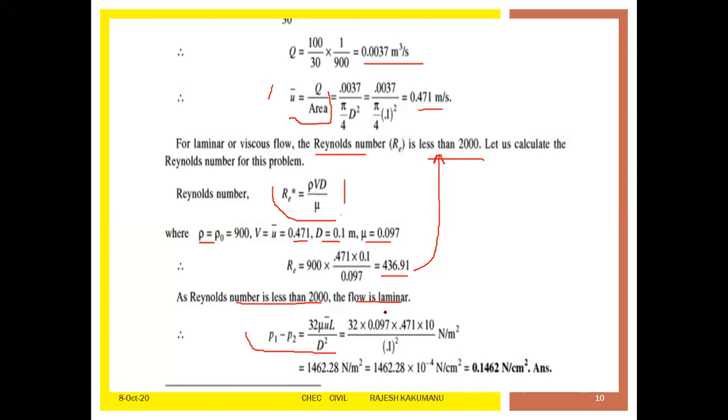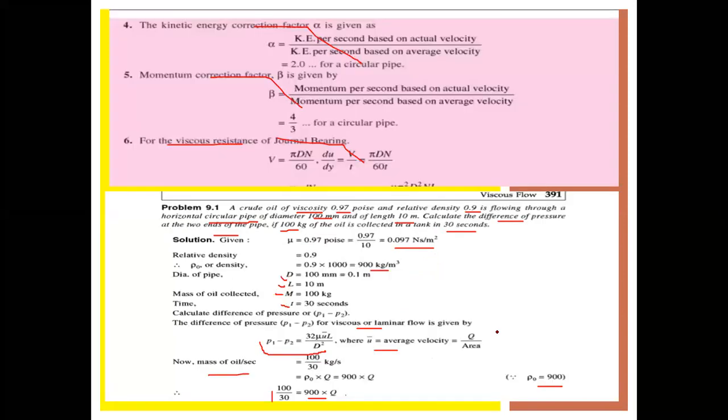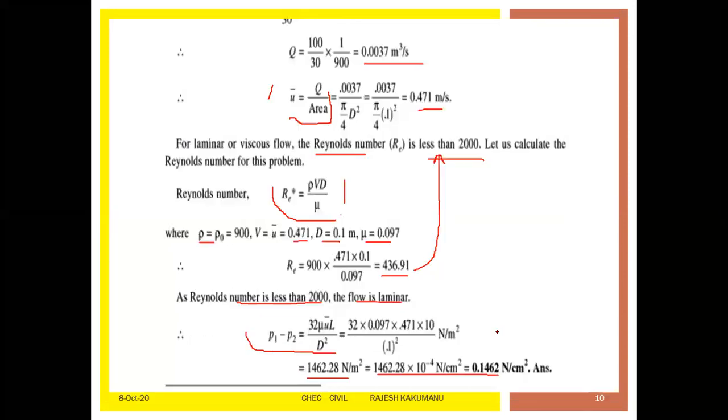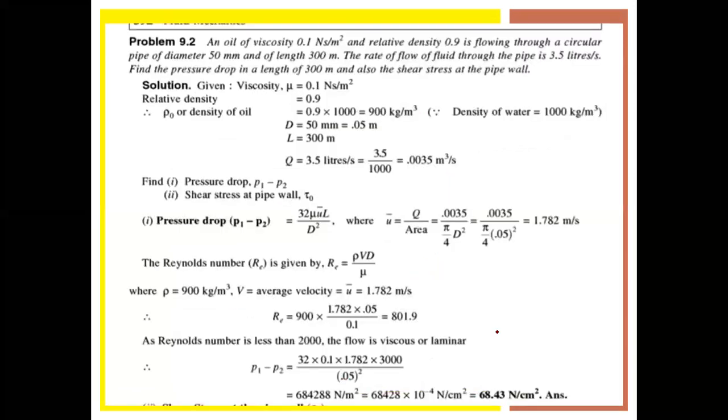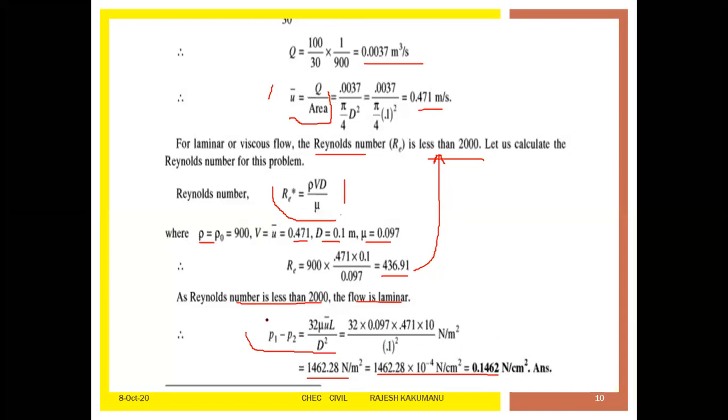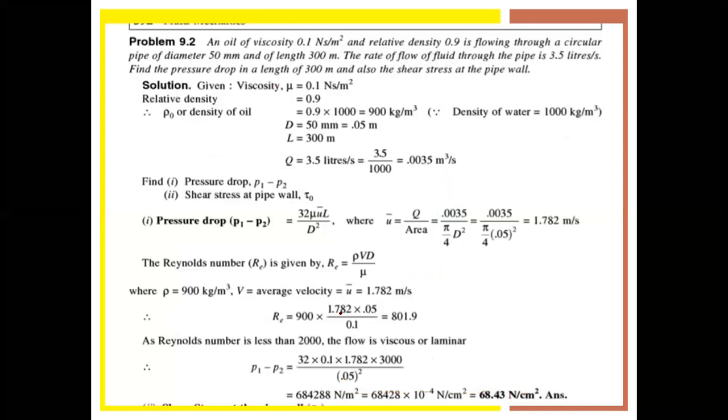Therefore, 32 into 0.097 into 0.47 into 10 divided by 0.1 square. Therefore, the value is this one. Converting into centimeter, you can write 0.046. In exams, do the conversion, otherwise you can leave it off, there is no problem. So this is the answer for this discharge. These are Hagen-Poiseuille's formula. When you write this formula, it is nothing but Hagen-Poiseuille's formula, right? Next, coming to the second problem.